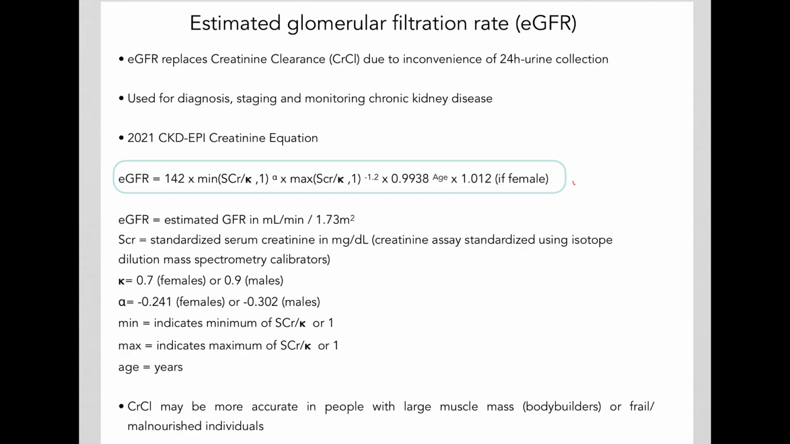Although this is the most popular equation to determine glomerular filtration rate, it should be noted that creatinine clearance may actually be more accurate in people with very large muscle mass, such as bodybuilders, or in frail, malnourished individuals with very small muscle mass.